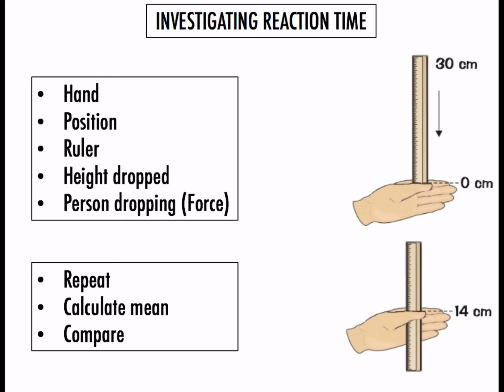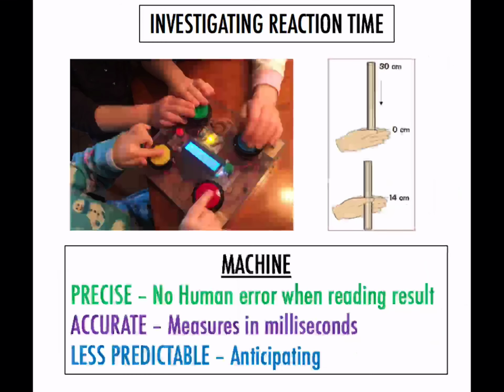Again, whenever you're talking about experiments, remember to mention these 3 points. Repeat, calculate a mean, and compare. Okay, not just for this example, but for any other experiment as well. You should always make sure you include that. Okay, now investigating reaction time can be done with a ruler or it can be done with a machine. So this particular one, you wait for a flash to go off and then you have to quickly press the button. Now that will calculate your reaction time.